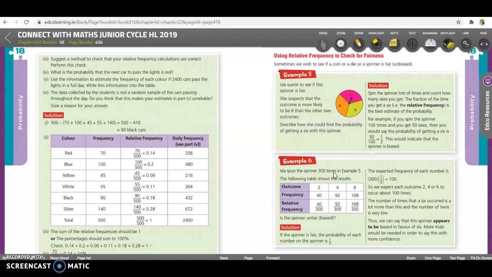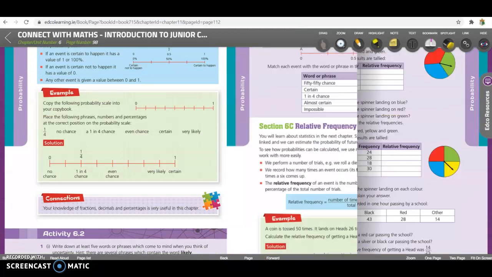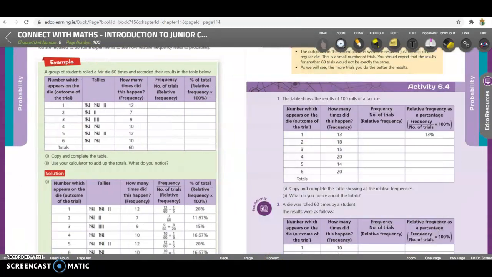All right, that's the end of the examples in your book. I'm just going to jump back and quickly look at a couple more examples from the first year book, just on the actual nuts and bolts of calculating probabilities, and then I will finish up.